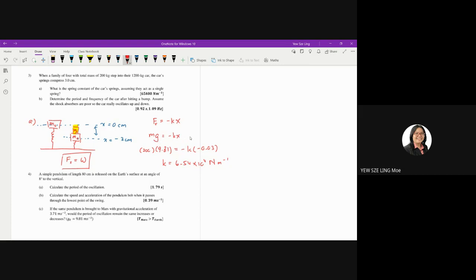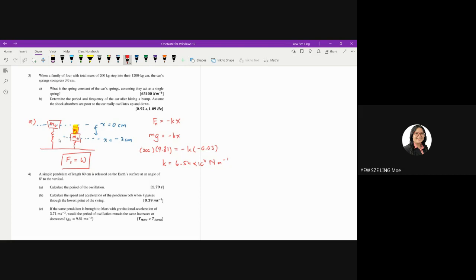mg equals to negative kx. Rearrange the equations, you obtain the spring constant. So in this question, the reason why we use just the mass of the family is because it is the 200 kg that caused the spring to be compressed by 3 cm. Okay, it has nothing to do with the mass of the car.